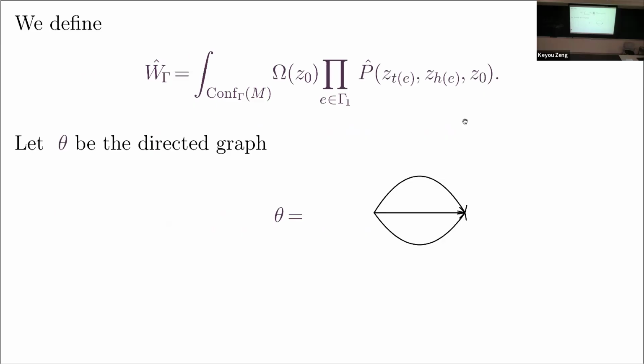So similarly, we can define the Feynman graph integral in this way. For each edge, we associate our modified propagator here. And now we assign the distinguished vertex the volume form, but we don't need to assign a volume form for each point in this case, because these are given by differential forms. But unlike in holomorphic field theory, these only contain the anti-holomorphic part. Okay, so now let theta be the following graph. So it looks like this.